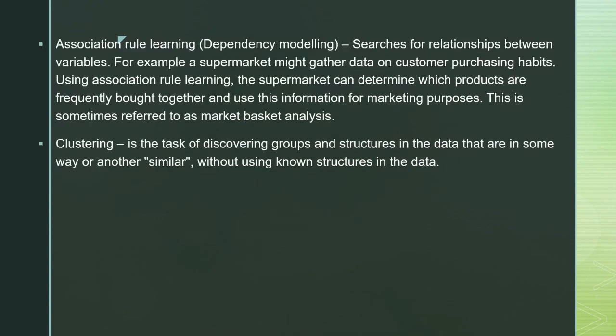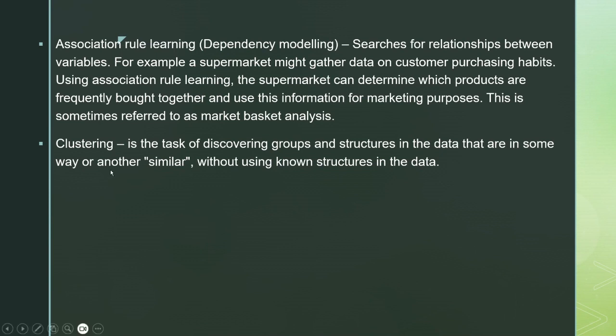Association rule learning. This is the second one. It searches for relationships between variables. For example, how a supermarket might gather data on customer purchasing habits and then use it to do what is sometimes referred to as market basket analysis, to suggest what kind of marketing to do for the customers.